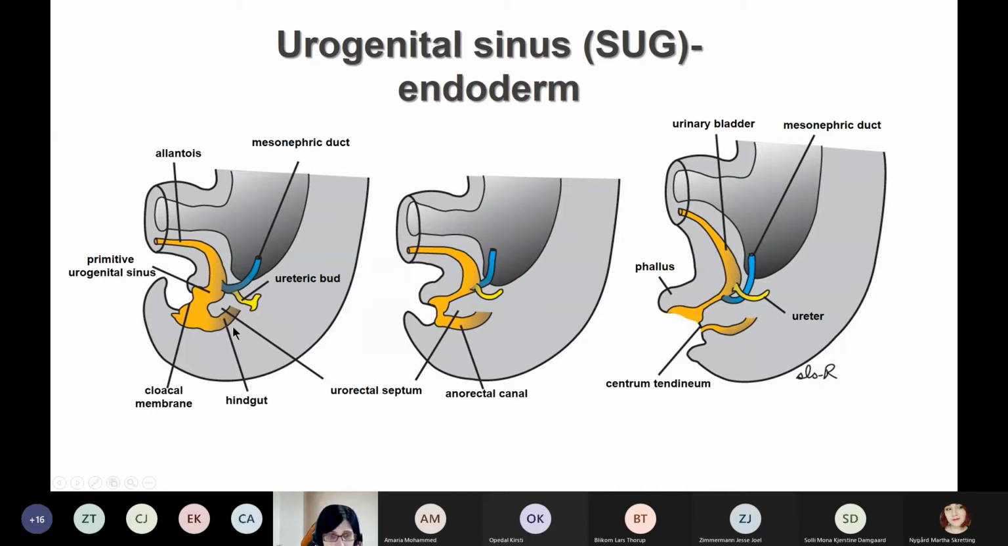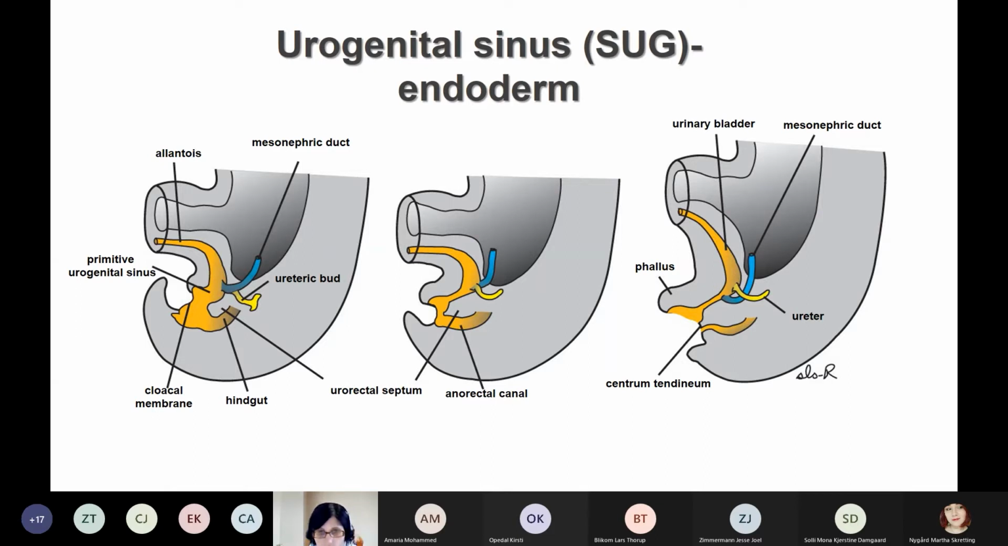It will develop with the differentiation of the cloaca. The cloaca will be divided into two parts by this growing urorectal septum here, and then we will get a ventral urogenital sinus. It is the primitive urogenital sinus in this phase, and then we will get the dorsal anorectal canal. And of course, the urorectal septum grows further caudally, and then it will separate the urogenital sinus from the proctodeum later here, and then we will have here the derivatives of this urogenital sinus.